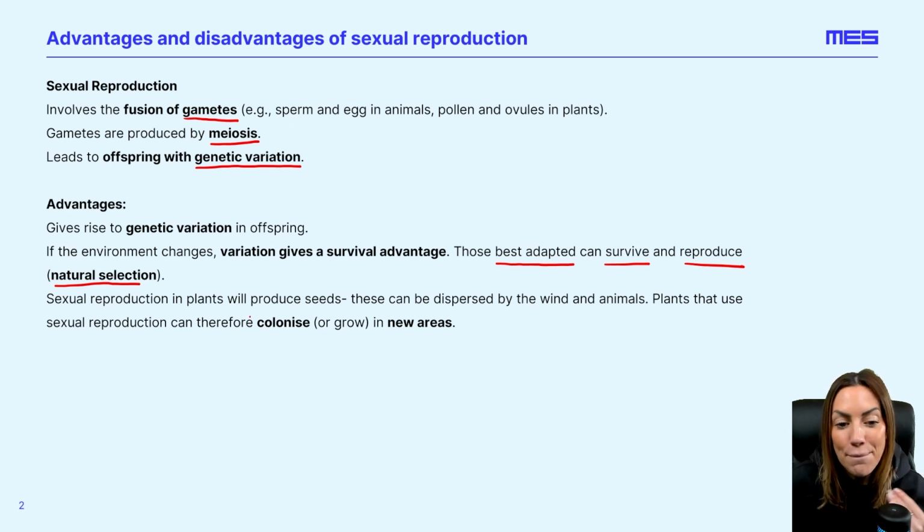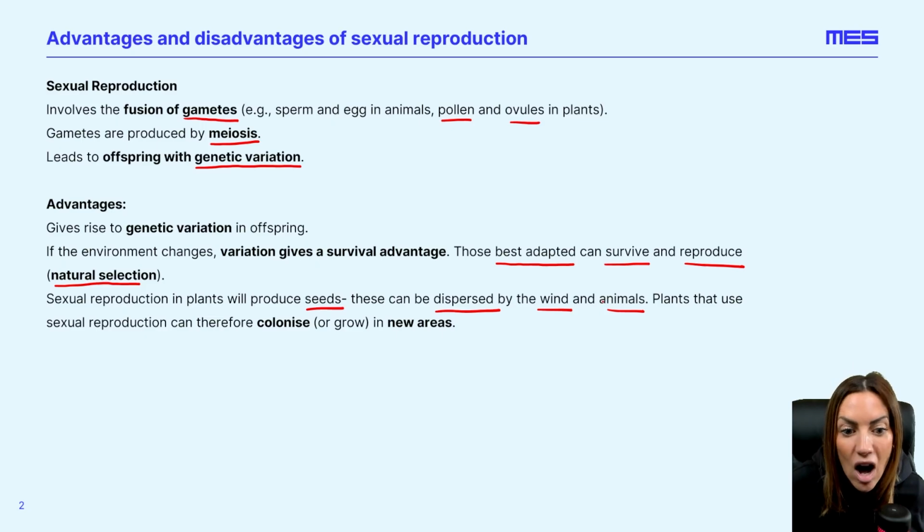Sexual reproduction in plants, when the pollen grain fuses with the female egg cell or the ovule, that produces seeds, and there is an advantage for plants in using sexual reproduction and producing seeds. Seeds can be dispersed, whether that be by the wind or by animals, and that means that sexual reproduction gives them an advantage because their seeds can travel quite far, land in the soil quite a distance away. So plants that use sexual reproduction are able to colonize or grow in new areas.